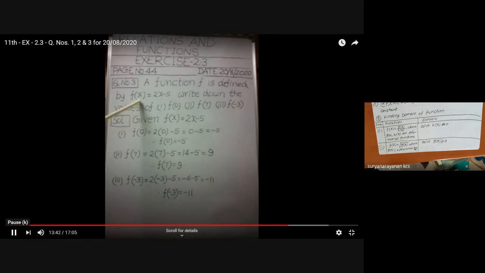What is the function here? f of x. So f of x is equal to 2x minus 5. I wrote the given function here. Now come to the first part.